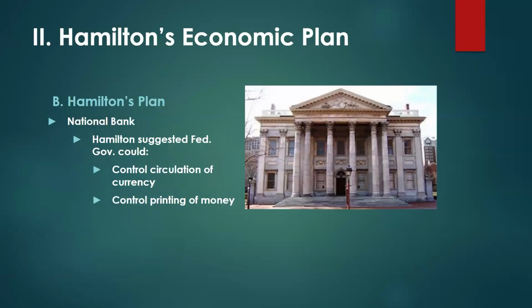Hamilton also suggested that this national bank could help regulate some of the issues that had been causing the problems that were very prominent throughout the Articles of Confederation. Okay. Things like there being no standardized currency, or no control over how much money was being printed, or how much money is being circulated, right? He's saying all these things could be regulated through this national bank, all right? There could be standards set for what a dollar's worth, how much we print, how much we circulate.